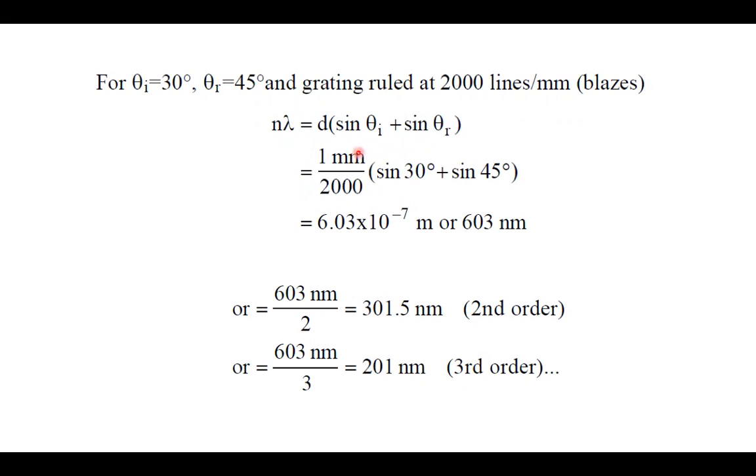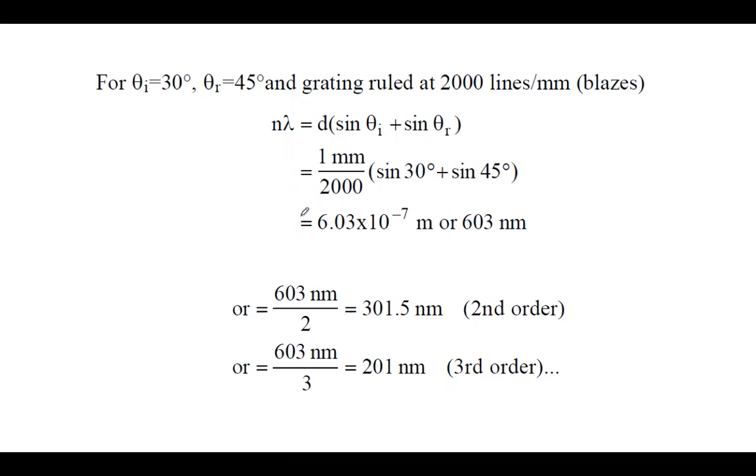So we have here 1 millimeter for every 2,000 grooves. Sine theta I is sine 30 degrees because we were given theta I as 30 degrees here, plus sine 45 degrees. If we put these into our calculator and work it out, we will find that we have 6.03 times 10 to the minus 7 meters, or 603 nanometers, as our first order wavelength, which will be the most intense light. Second order and third order wavelengths will be similar equations, but in this case, n will change.